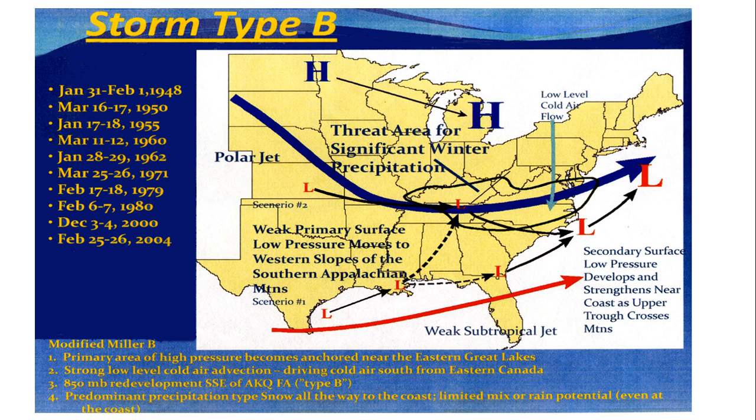Here are some of the dates and the years for the past events that have exhibited a storm type B or modified Miller-B setup, on the left. So you can see, going back to 1948, we had a storm in March of 1950, March 1960, and just going down the list here, February 17th and 18th, 1979, and the February 6th and 7th, 1980 snowstorm across Hampton Roads. So a lot comes into play. We look for the perfect setup when it comes to these winter events for Hampton Roads.